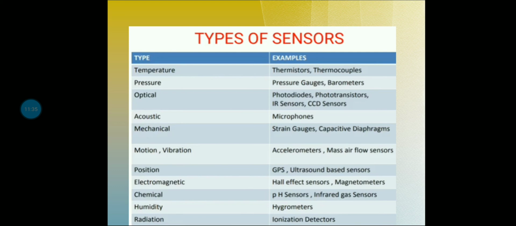Okay, so this slide is showing you the types of sensors. There are many kinds of sensors, some of which I have listed here. For temperature, thermistors and thermocouples are the sensors. For measuring pressure, pressure sensors are there, optical sensors are there, acoustic sensors are there. Acoustic sensors are fitted in microphones. For example, a microphone is a sensor and the loudspeaker is, what we can say, the transducer.